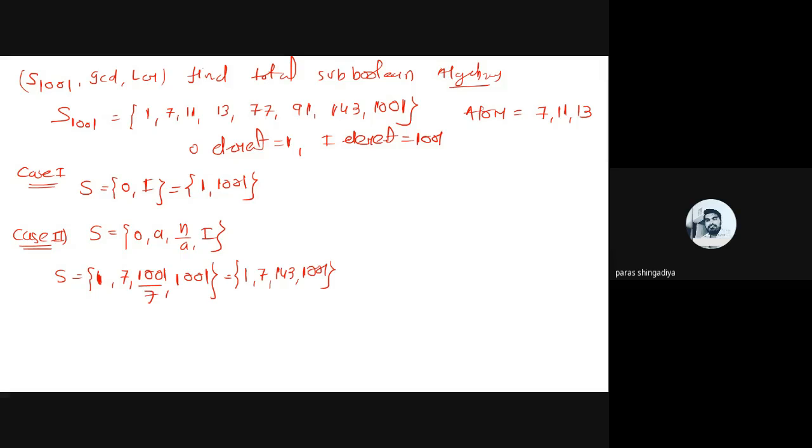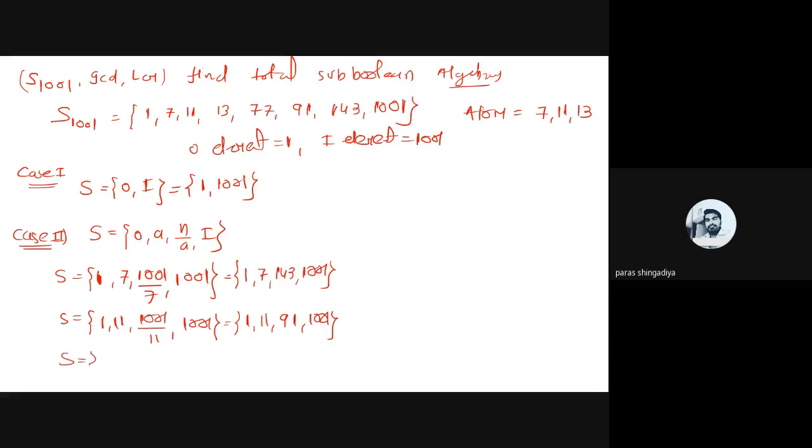And then for the second atom you can use 1, then 11, 1001 by 11, and then 1001. So it is equal to 1, 11, and dividing by 11 will be 91, and that is equal to 1001.